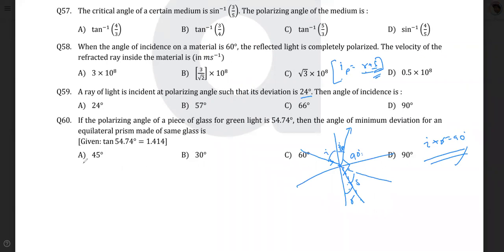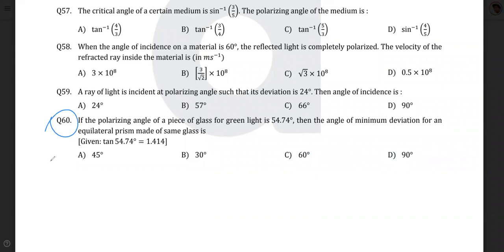Okay. Now 60 is a good problem because 60 uses the concept of ray optics. ठीक है? हाँ या ना? कितने लोगों को याद है? 59 तक समझ में आया? 59 समझ में आया सबको?